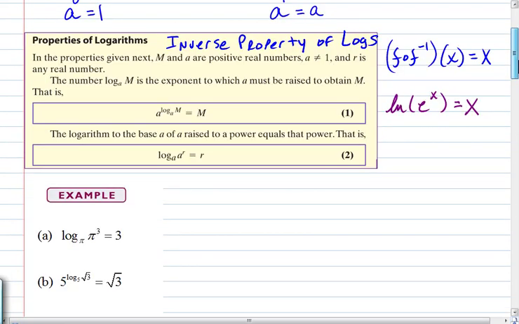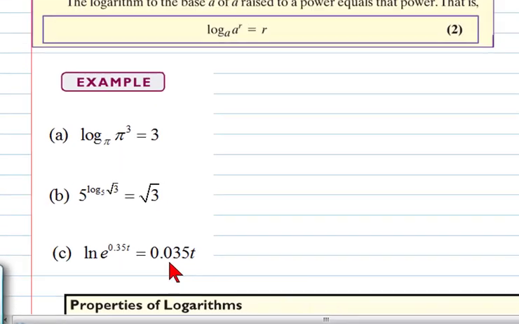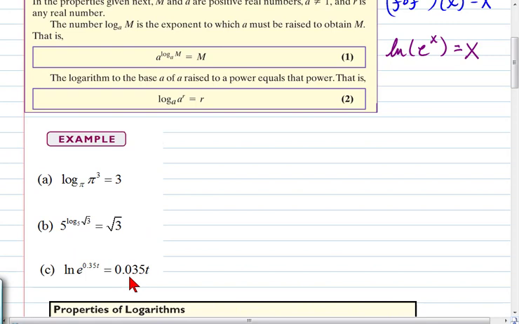So let's look at these problems. Log base pi of pi to the third is 3. This is just an example. Notice the log base pi and the pi raised to a power are going to cancel each other out, and we just get what this is equal to. 5 here is the base of the exponential equation, and 5 raised to the log base 5 of the square root of 3 is the square root of 3. And like I said, ln's and e's cancel each other out, so this is going to just be equal to 0.035t. This is something that's really worth remembering.